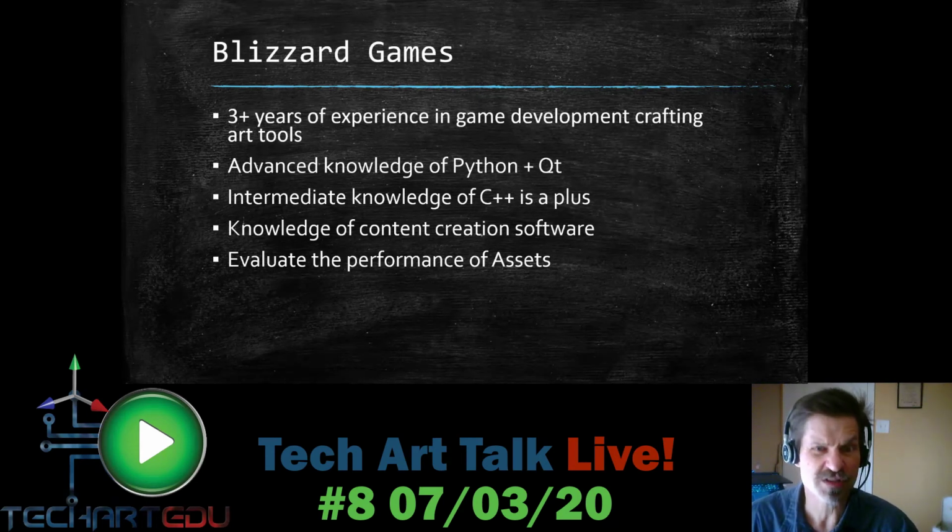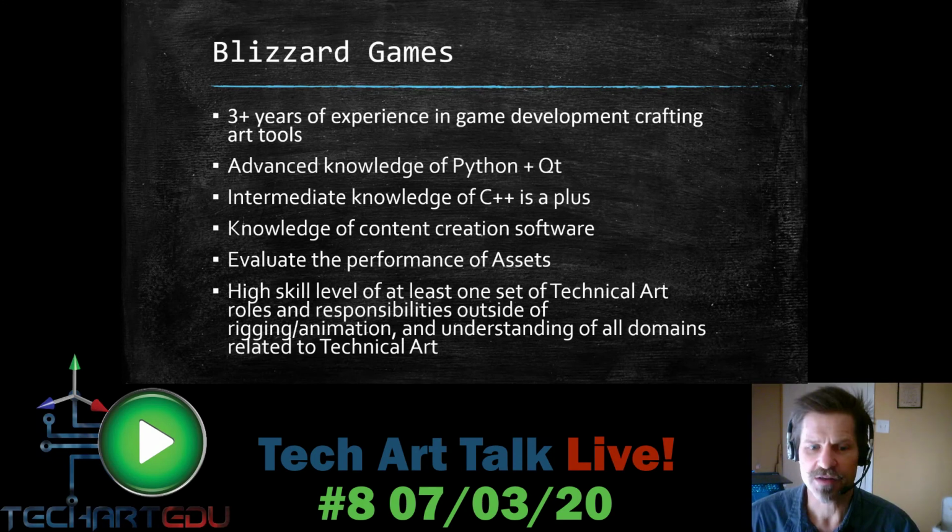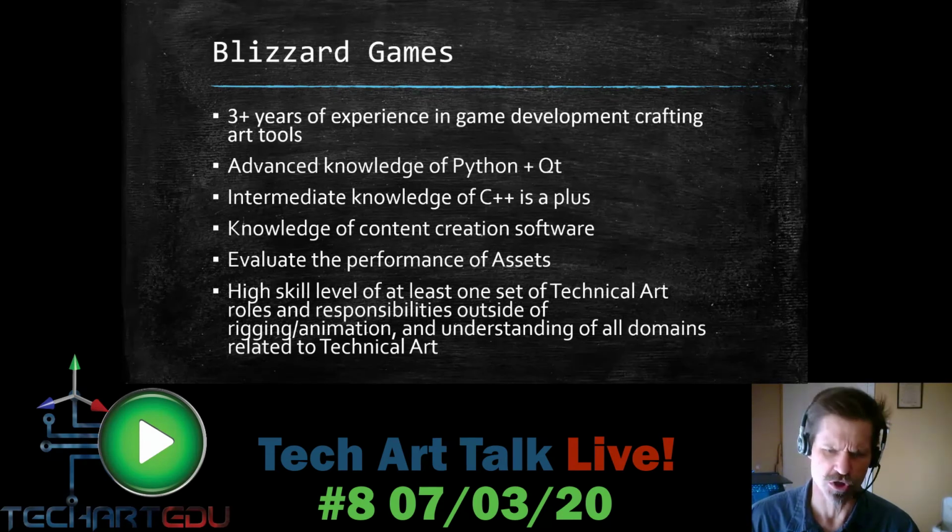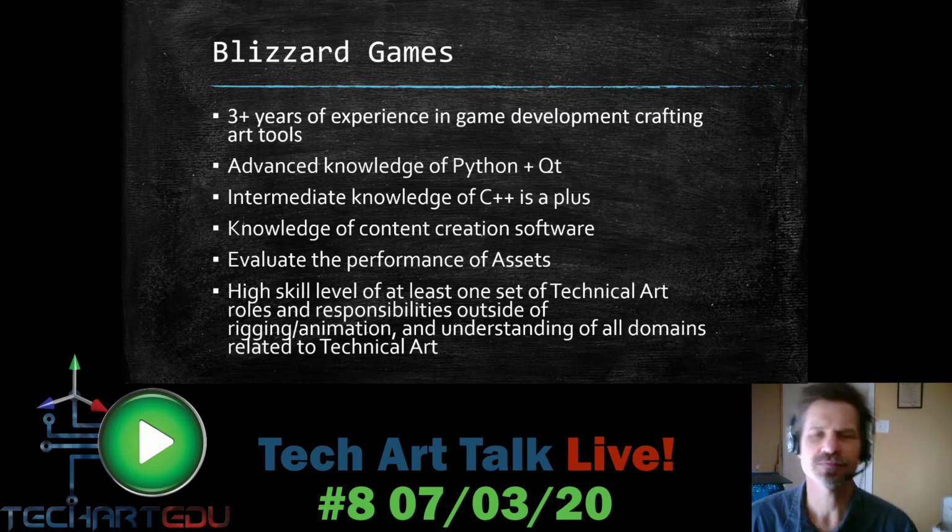If you at least understand, maybe I've got too many points in there, maybe bringing in 500,000 triangles is a little too much, then you understand kind of what they're getting at. Then you're going to need at least a high-level skill and at least one technical art responsibility outside rigging and animation, and understanding all the domains related to tech art. Pipeline, that's what they want.